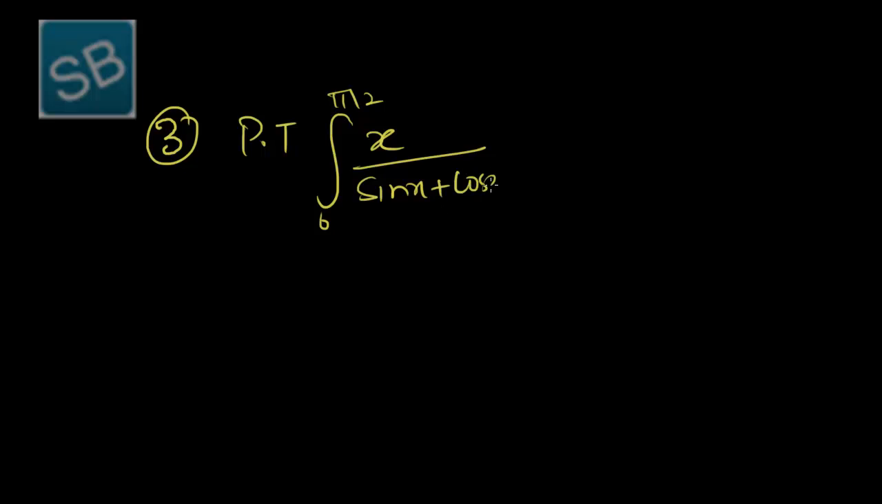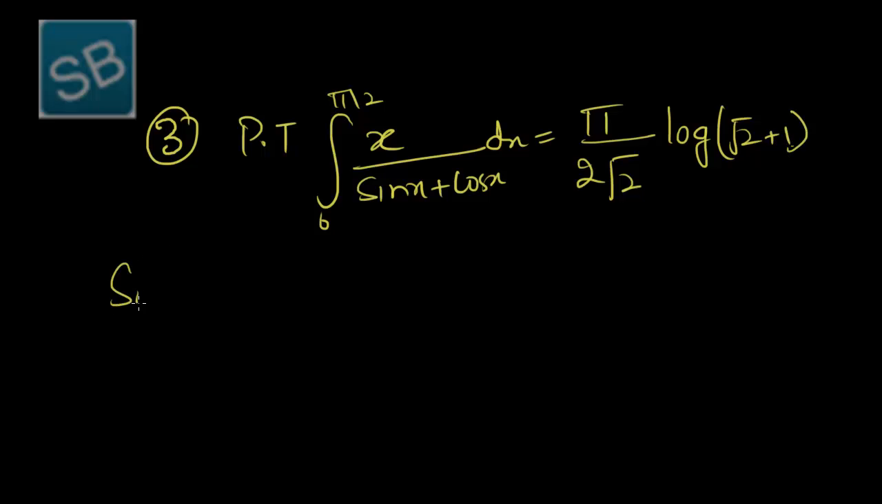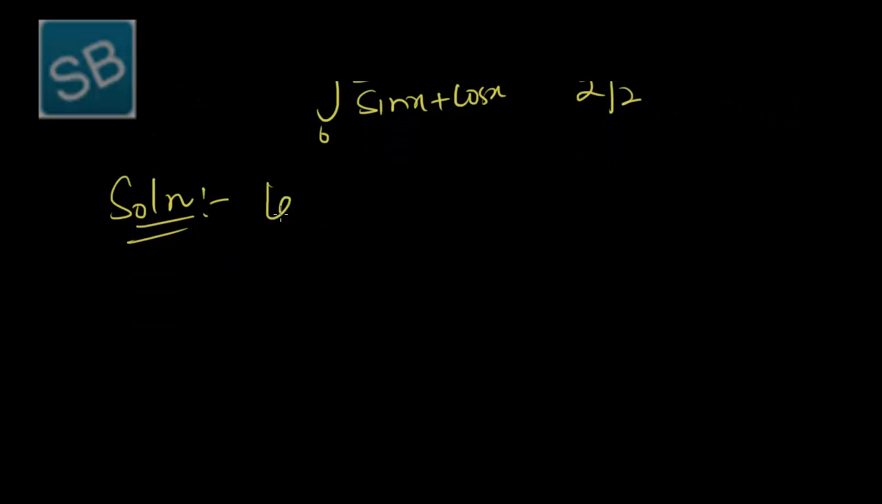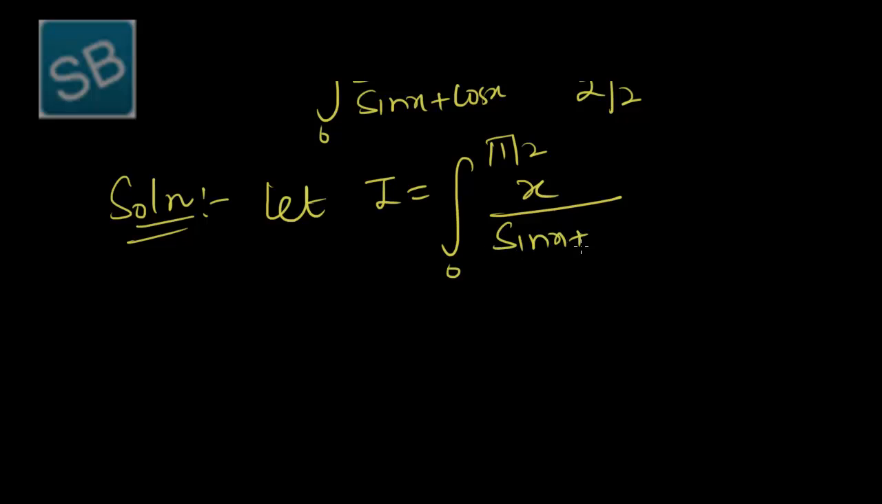Now the next problem is problem number 3. Prove that the integral from 0 to pi by 2 of x over sin x plus cos x dx is equal to pi over 2 root 2 log of root 2 plus 1. Now the solution is, we take the left hand side, that is let I is equal to the integral from 0 to pi by 2 of x over sin x plus cos x dx, that is number 1.